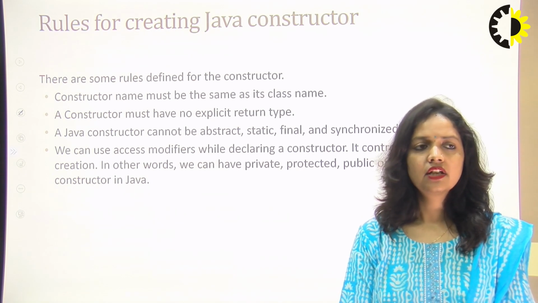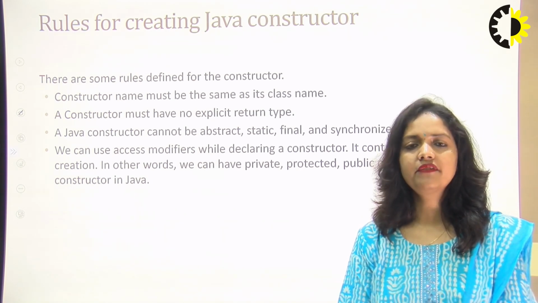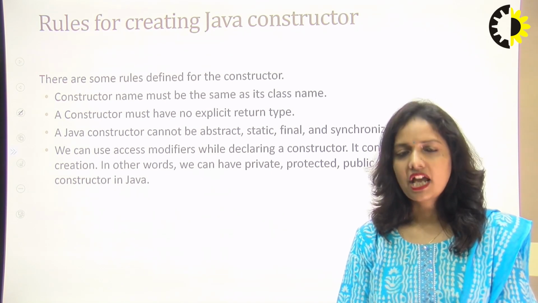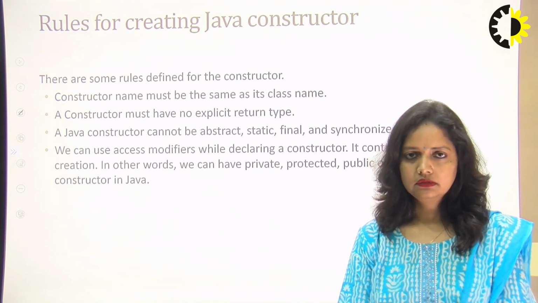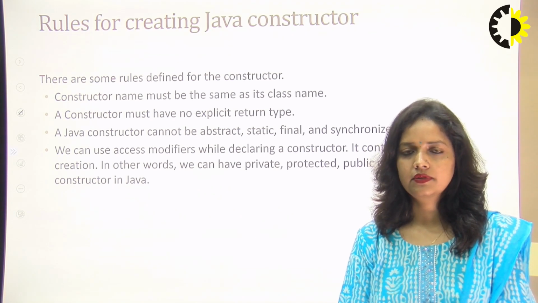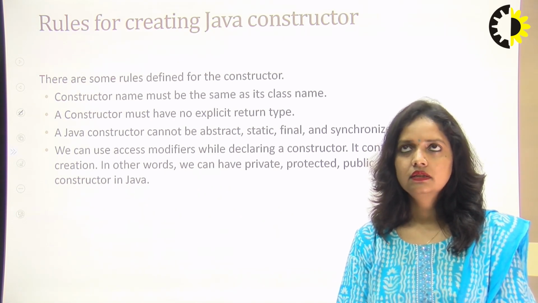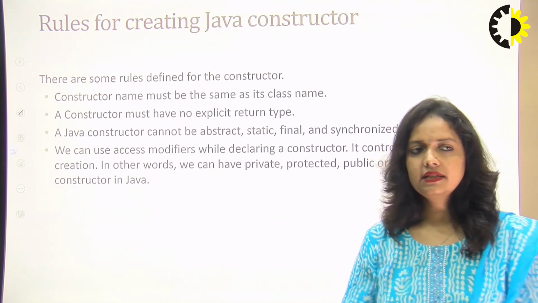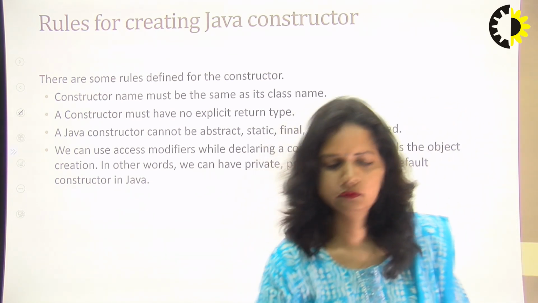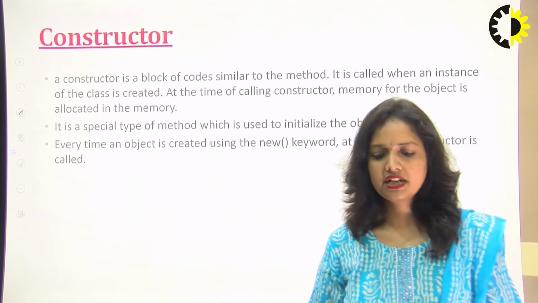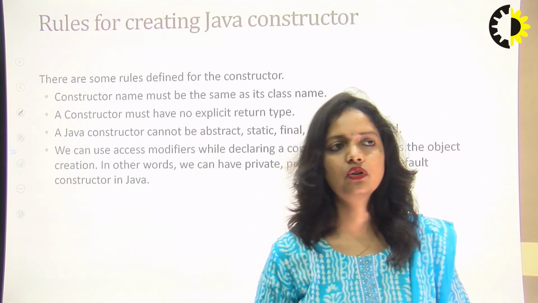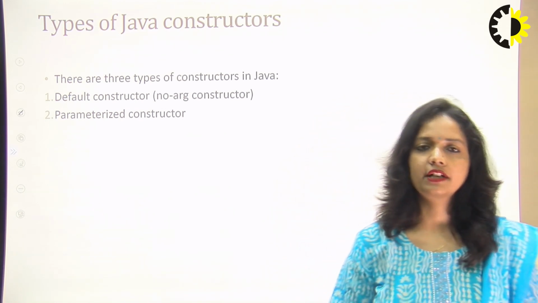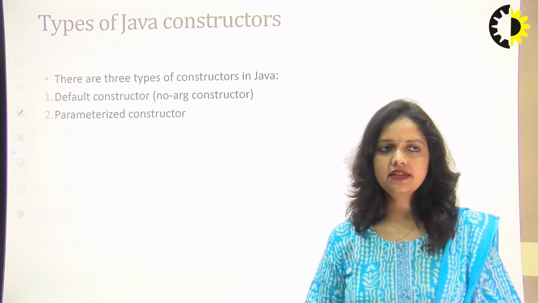The fourth rule is that we can use access modifiers in front of the name of a constructor: public, private, protected and default. These are the four access specifiers in the Java programming language, and we can use them in front of a constructor. So what is a constructor? As we know the rules, there are two types of constructor: one is the default constructor and one is the parameterized constructor.